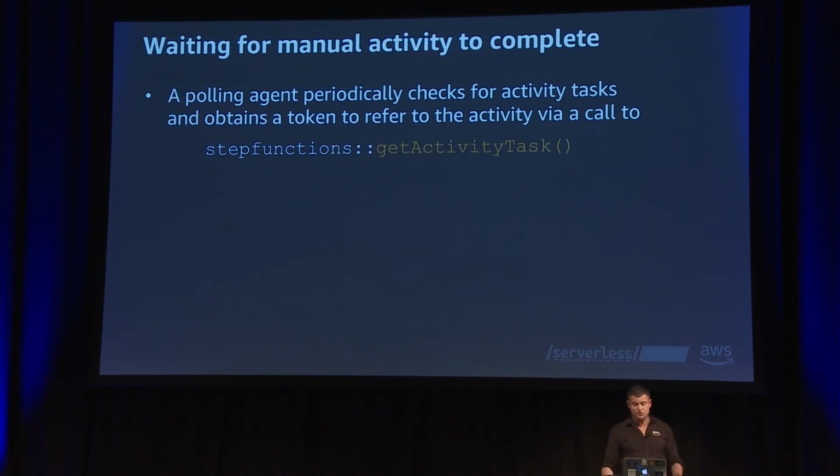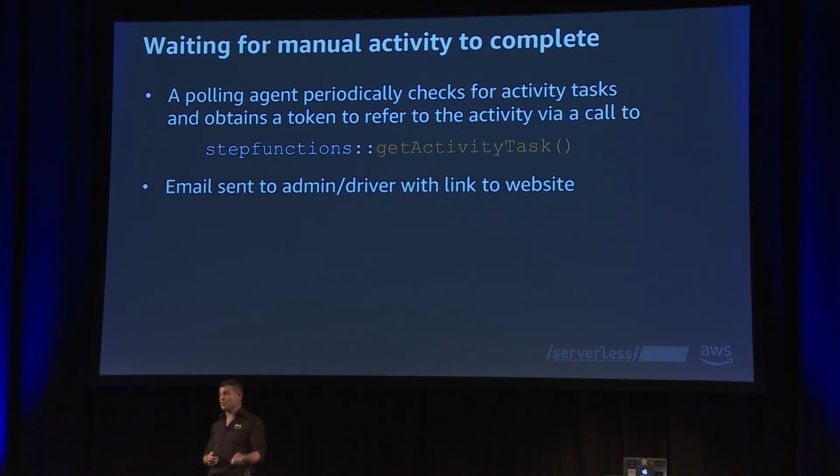Okay, so we're using this to wait for a manual task to complete. The polling agent can, as I mentioned before, be on cloud or off cloud. You can use a Lambda function. In fact, that's what I'm using in my case. I'm using an AWS Lambda function to call getActivityTask, which is the API call you need to make, again through the SDK, to work out if there's any work to do. And at that point, it's up to your application definition to decide what that work actually is.